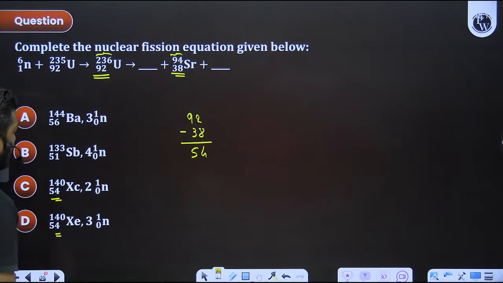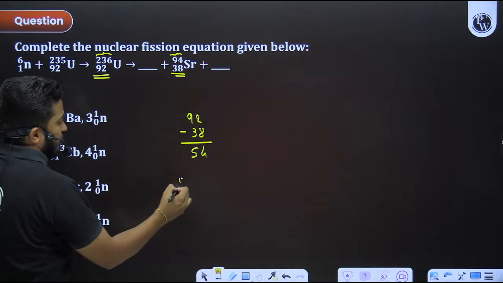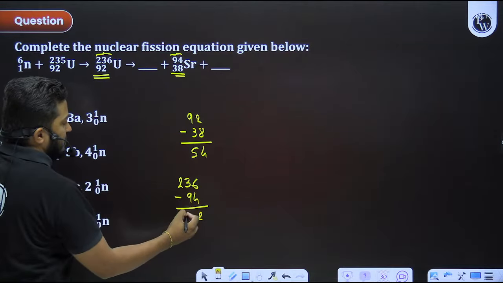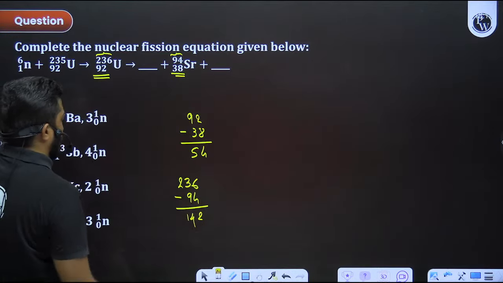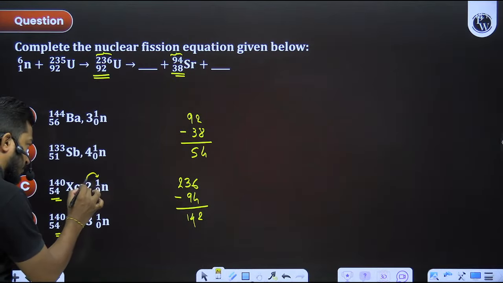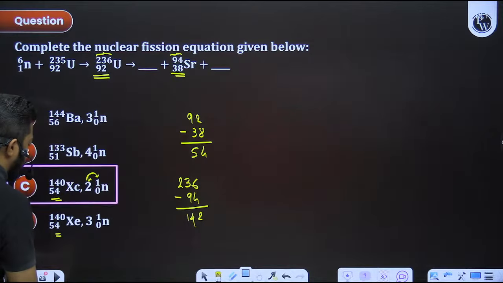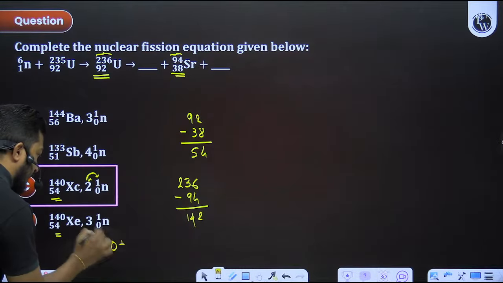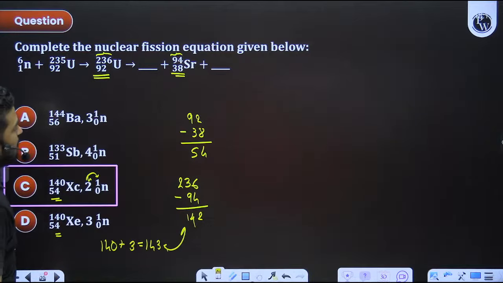Two options are available, option C and option D. For the value of A, we have 236 and 94. So 236 minus 94 becomes 142, so I need 142. Then 142 is 140 plus 2 times 1, which is 142. So option C is suitable. In option D, we get 140 plus 3 times 1, which becomes 143, and it is not suitable with the given data.